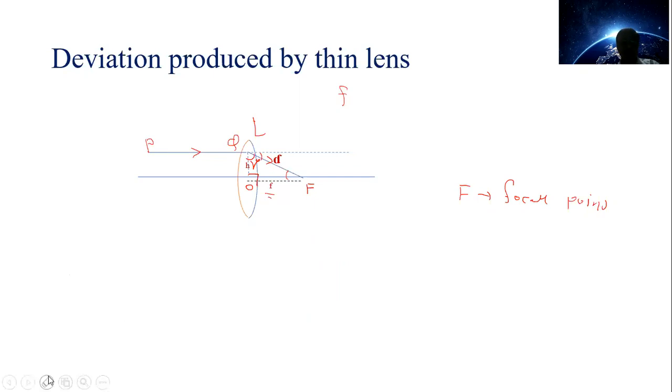Alpha is equal to delta. This angle is delta then. Now see here in this triangle, tan delta is equal to what?